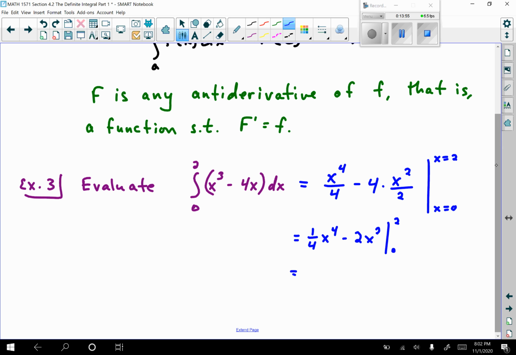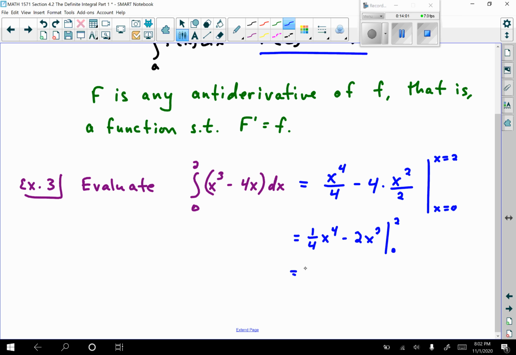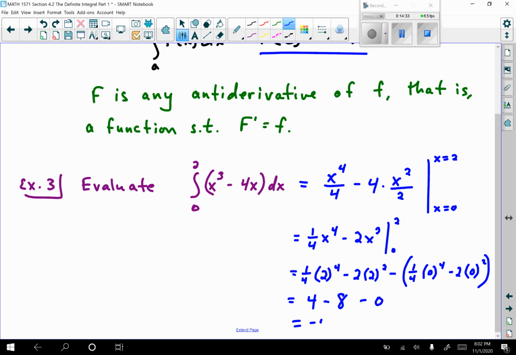Now we substitute the values in. This is that capital F of b minus capital F of a. So I want to substitute the top number in first. This becomes 1/4 times 2 to the 4th minus 2 times 2 squared, minus, but now when I substitute the zeros in, I want to put that part in parentheses because I'm subtracting. So now I'm going to get 1/4 times 0 to the 4th minus 2 times 0 squared. So this whole last part is just going to be a 0. What I'm going to get here is 16 over 4, which is 4. 2 squared is 4 times 2 is 8, and then technically a minus 0, so I'm going to get a negative 4.